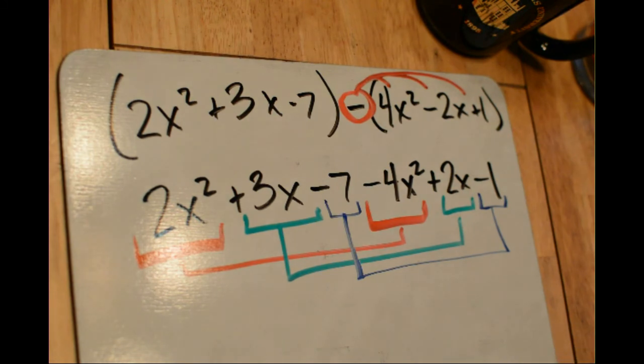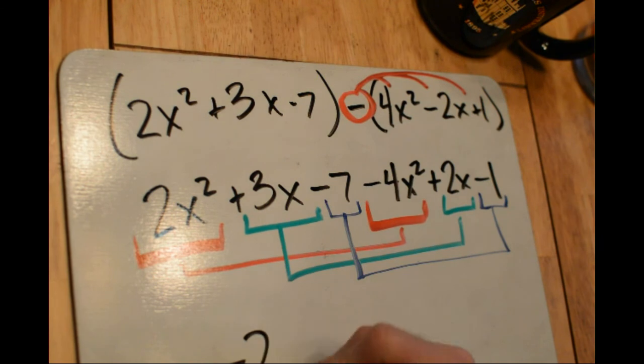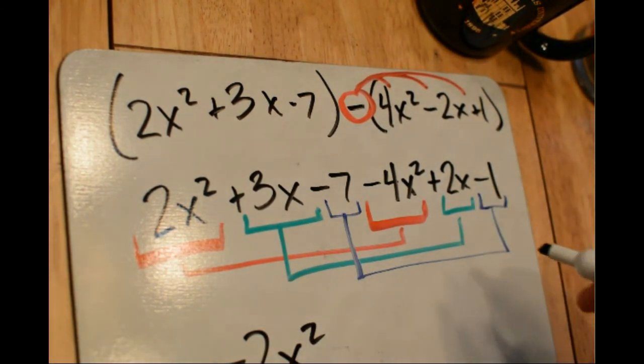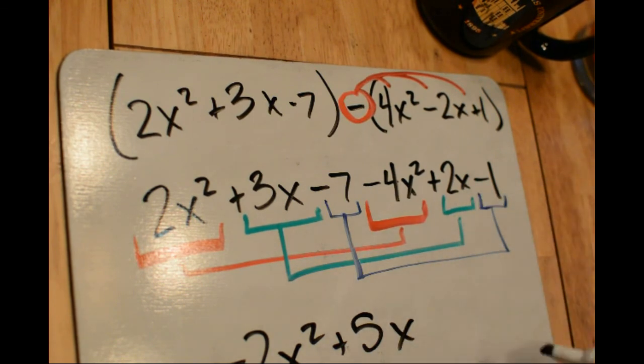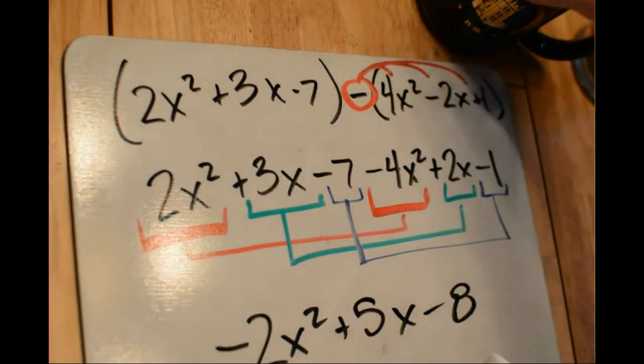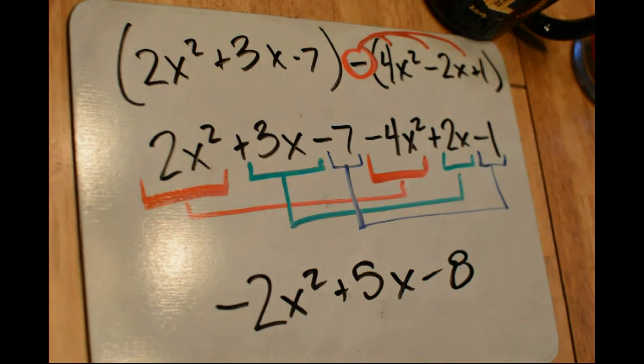So we combine all those like terms. 2x squared and negative 4x squared is negative 2x squared. 3x and 2x will be plus 5x. And minus 7 and minus 1 will give us minus 8. And there we have our new polynomial.